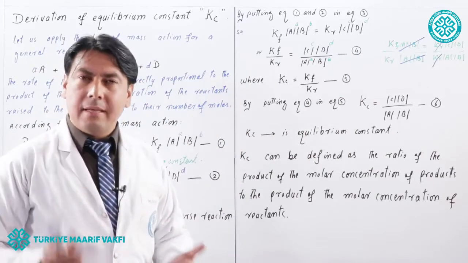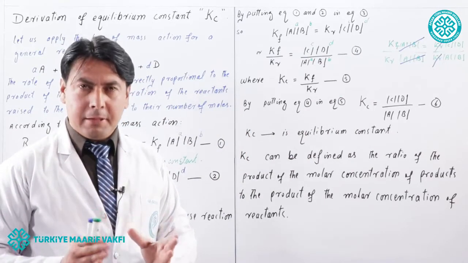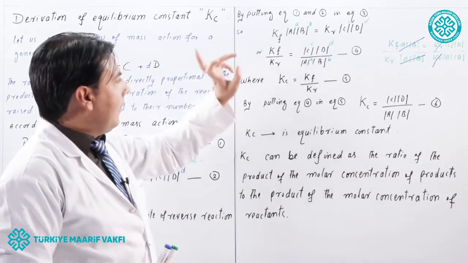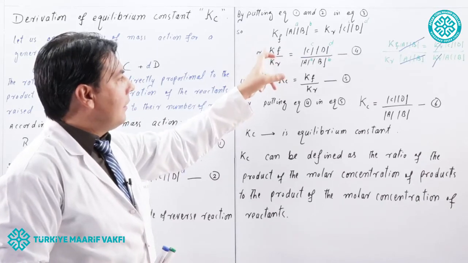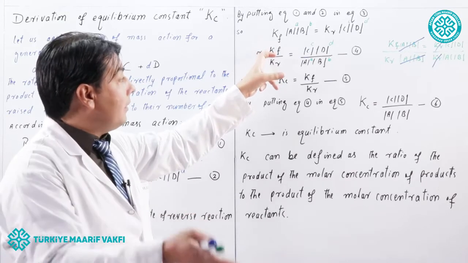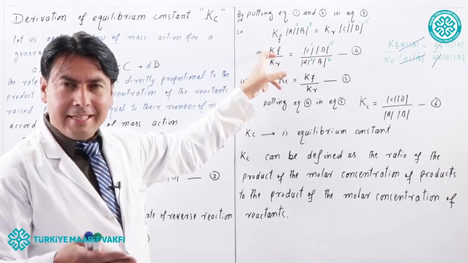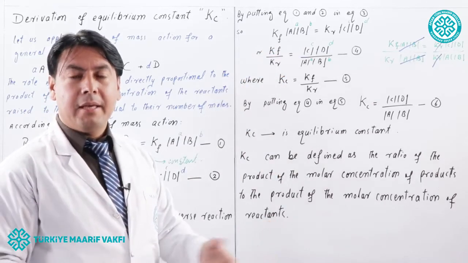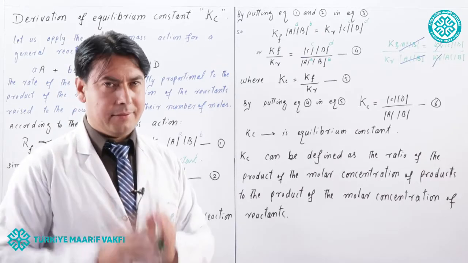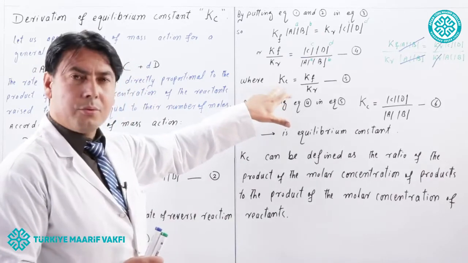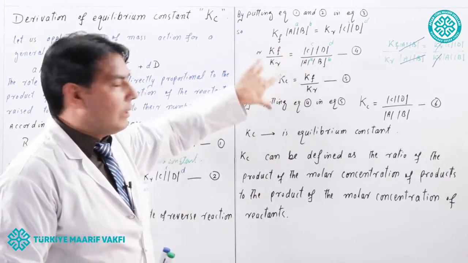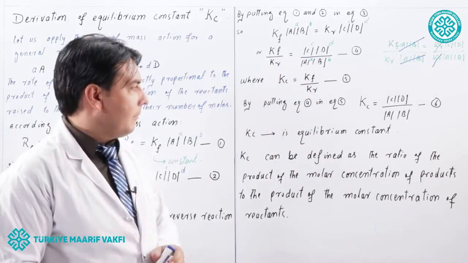Where Kc is the equilibrium constant expression. From this, the ratio of the proportionality constant for the forward reaction to the proportionality constant for the reverse reaction is equal to a constant which is known as the equilibrium constant Kc. So Kc is equal to Kf divided by Kr. This is equation 5. From this, we have defined the equilibrium constant Kc.